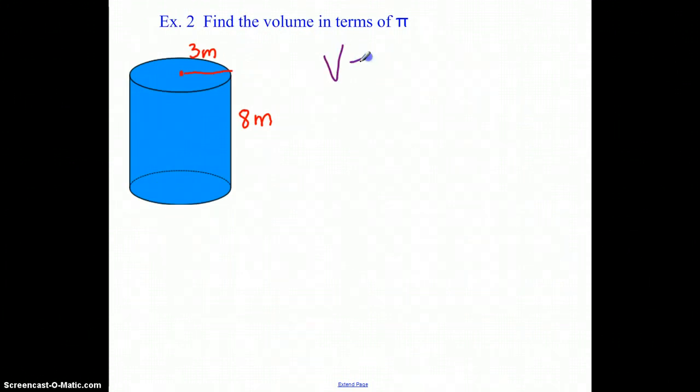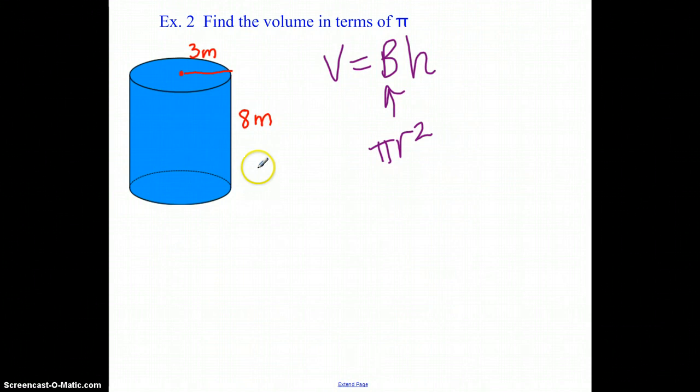Now it's still the same formula here, but the area of the base is going to be pi r squared because it's actually a circle on the bottom. So in this picture I can see that my radius is 3 and my height is 8.